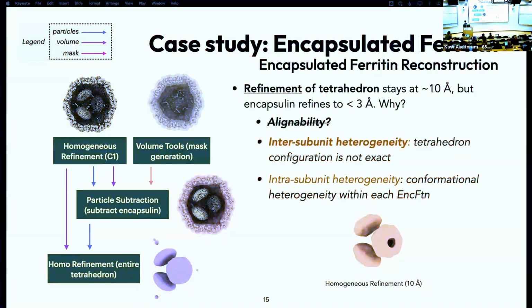So in this case, there's two ways that could manifest. One way is the tetrahedral arrangement of the subunits not being the same in each image. So maybe the tetrahedron is not exact. Maybe it's wiggling around a bit in each image. I'll call this inter-subunit heterogeneity. The other way it could manifest is conformational heterogeneity within each subunit itself. And I'll call that intra-subunit heterogeneity. At this point, I wasn't really sure what it was.